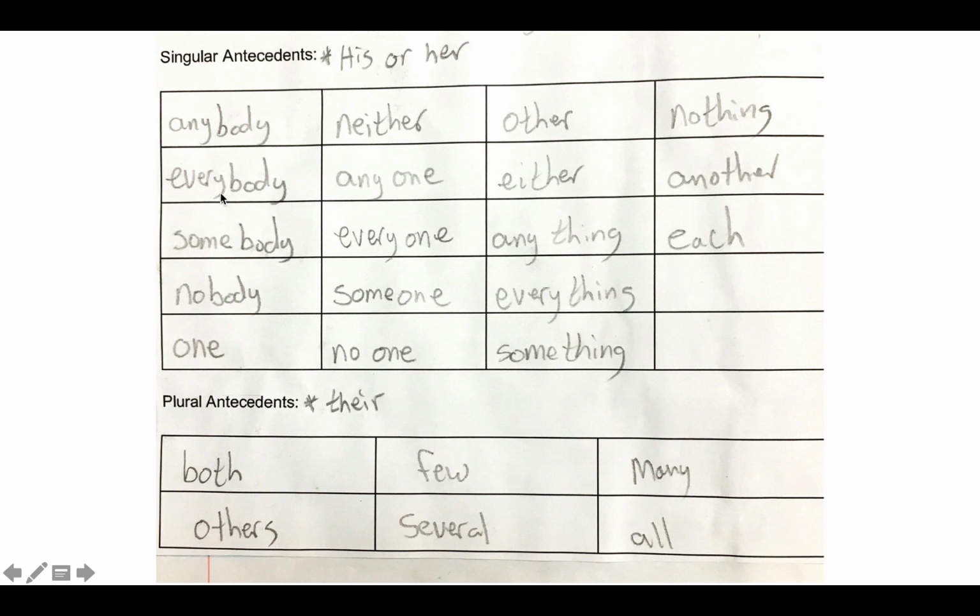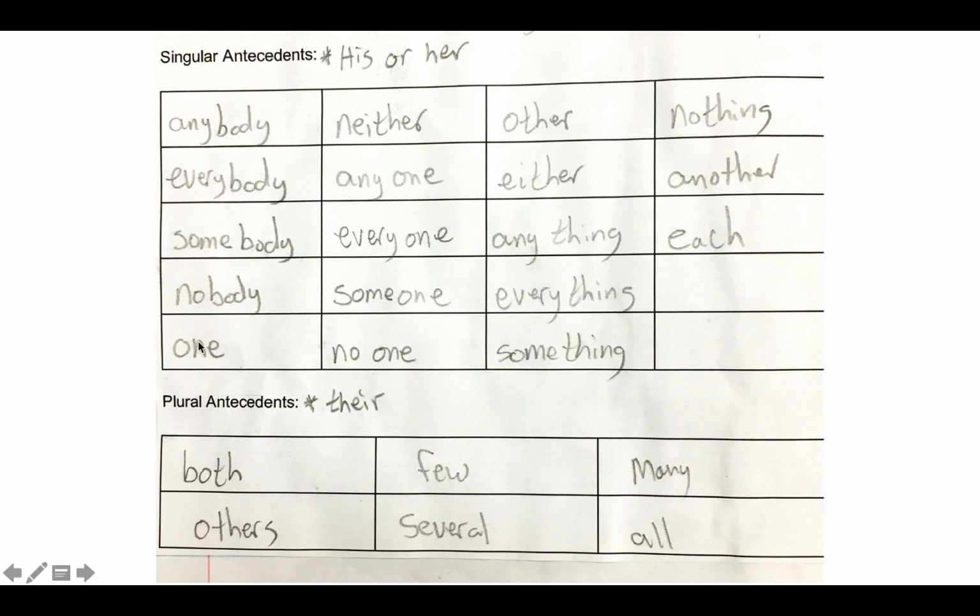Let's try another one. This is the incorrect way. I need everybody to get out their pencils. That's incorrect. Everybody is a singular antecedent. The correct way would be to say, I need everybody to get out his or her pencil. Really, when you think about it, we're talking about every single body. If I'm doing lunch duty and I walk up to a 6th grade table and I say, somebody dropped their food on the floor, that's incorrect. The correct way would be to say, somebody dropped his or her food on the floor.